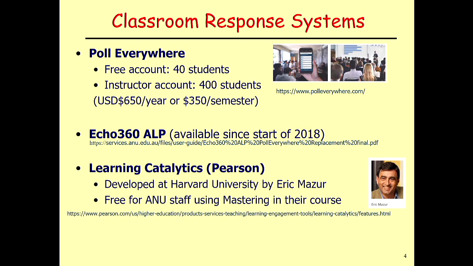An alternative to Poll Everywhere is Learning Catalytics by Pearson. This software was originally developed by Eric Mazur at Harvard, and it was acquired by Pearson in 2013. A number of first-year courses in ANU, in science and engineering and business and economics, use another of Pearson's teaching and learning platforms, which is Mastering. It provides online homework opportunities. And if you're using Mastering in your course, use of Learning Catalytics is actually part of that license. So you can also evaluate Learning Catalytics for use as a classroom response system.